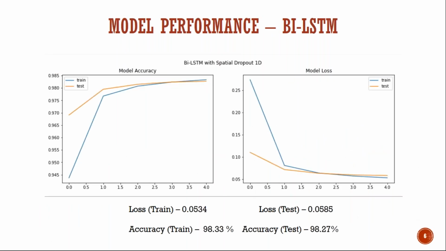So the model performance that I have obtained just by using bidirectional LSTM with the default embeddings is this one. The loss for the training set is 0.0534 and for the testing set is 0.0585, and the accuracy is 98.33 and 98.27 for the training and testing sets accordingly. And you can see the curves have converged very well for both accuracy as well as the loss.